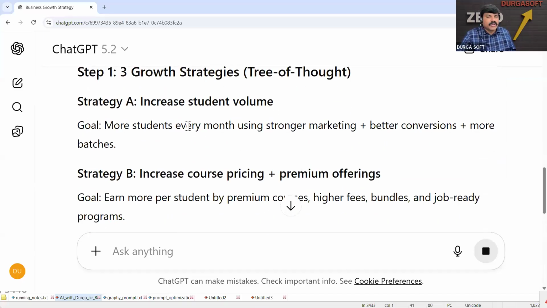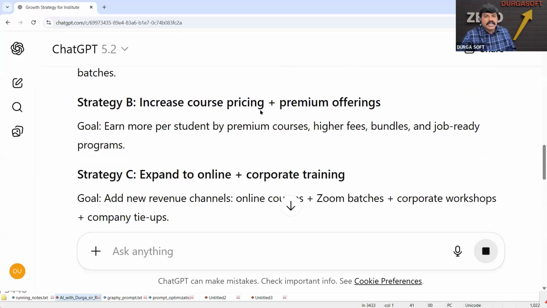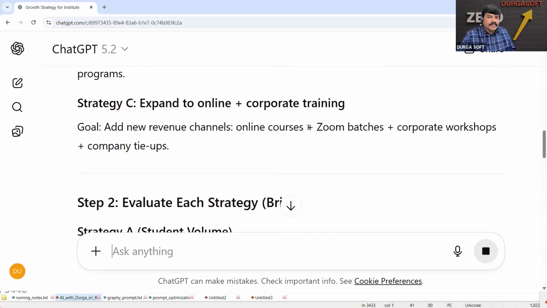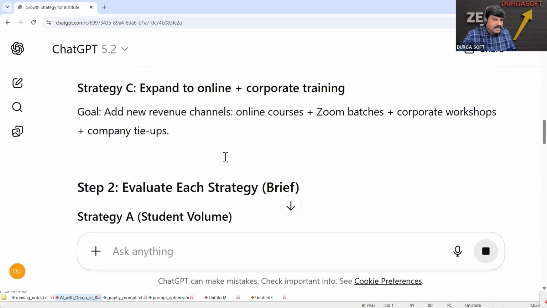Strategy A, increase student volume. Goal: more students every month using stronger marketing, better conversions, more batches. Strategy B, increase course pricing plus premium offering: earn more per student by premium courses, higher fees, bundles, and job-ready programs. Strategy C, expand to online plus corporate: add new revenue channels, online courses, Zoom batches, corporate workshops, plus company tie-ups.